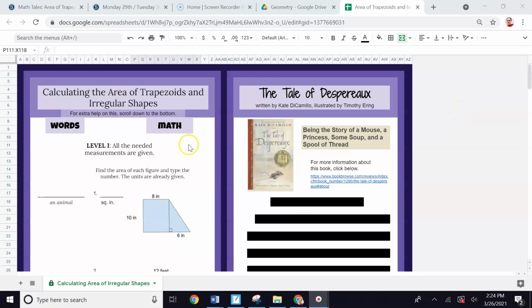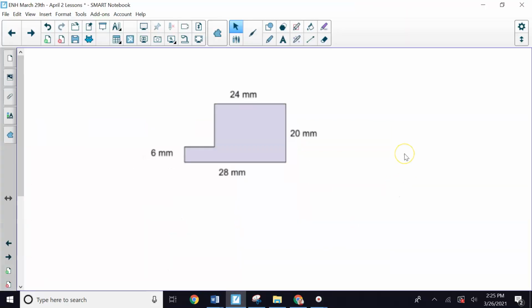I'm going to go over some of the problems in this homework, calculating area of trapezoids and regular shapes. This is the math tales. I'm going to go over 5 of these problems, and they're the more difficult ones. A lot of people are asking questions about them.